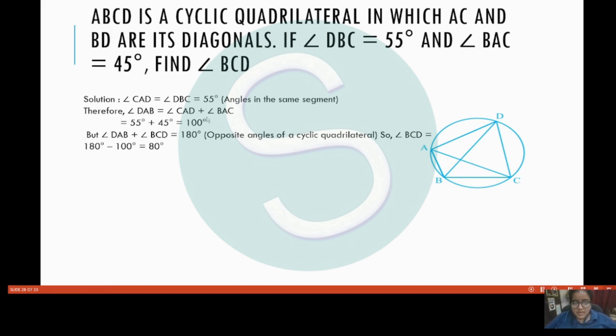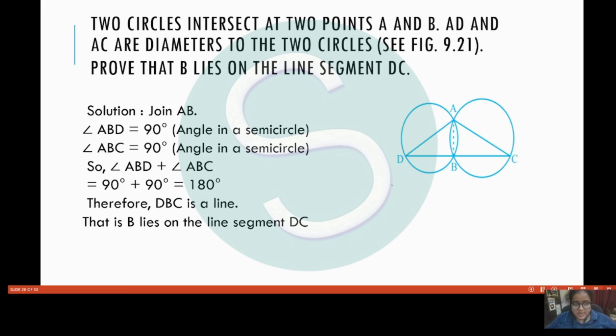Therefore angle DAB, which is the sum of CAD plus BAC, will be 55 degrees plus 45 degrees, that is 100 degrees. Also since it is a cyclic quadrilateral, DAB plus BCD equals 180 degrees. So we can find the value of BCD as 180 degrees minus 100, that is 80 degrees. So BCD is 80 degrees. Now we will move to the next question.